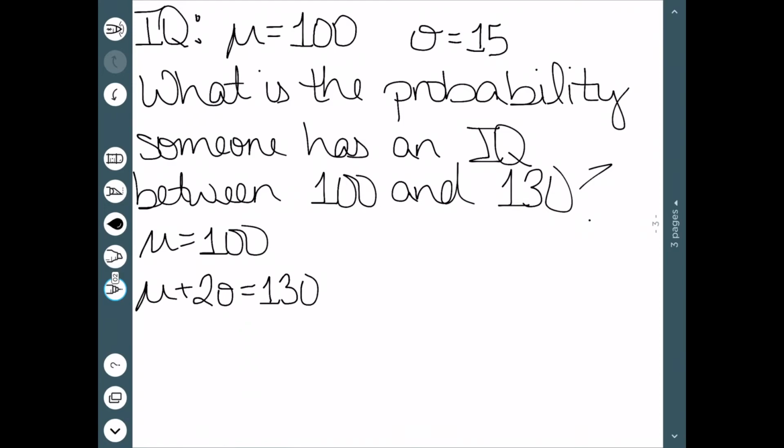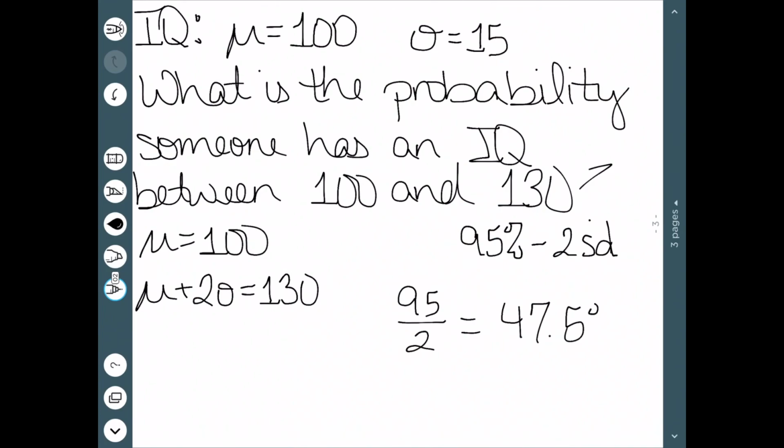So our empirical rule said that there was 95% between 2 standard deviations. So we don't want to consider 2 standard deviations above and below. We just want 2 standard deviations above. So 95 over 2 is 47.5%. So the chance that someone has this IQ is going to be 47.5%.